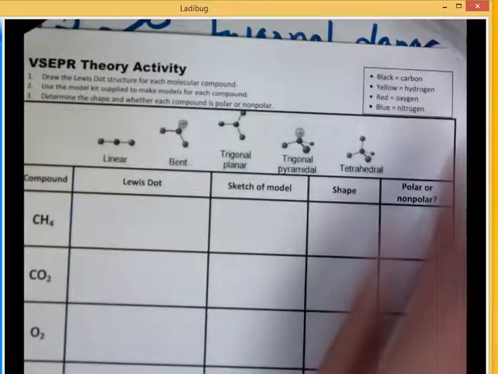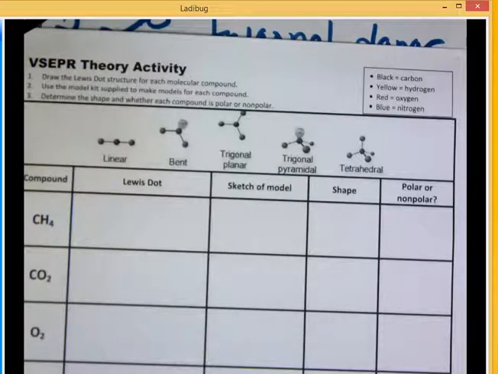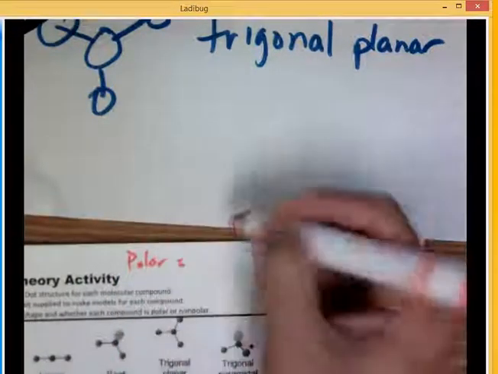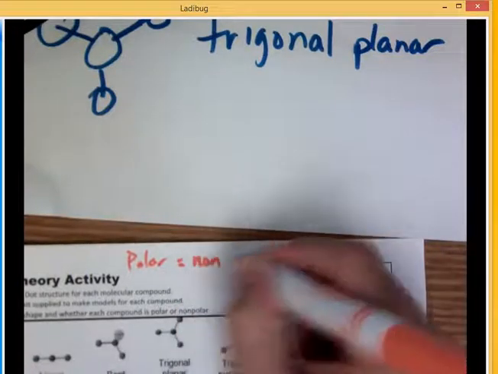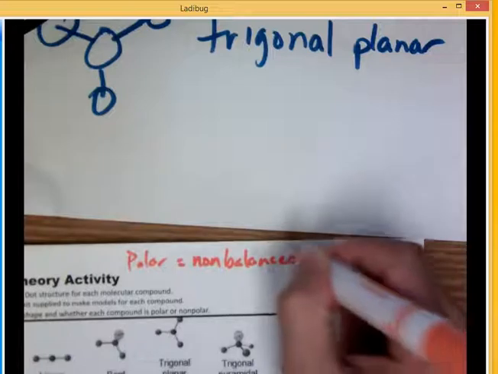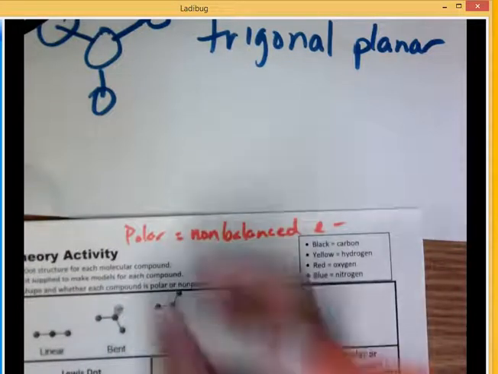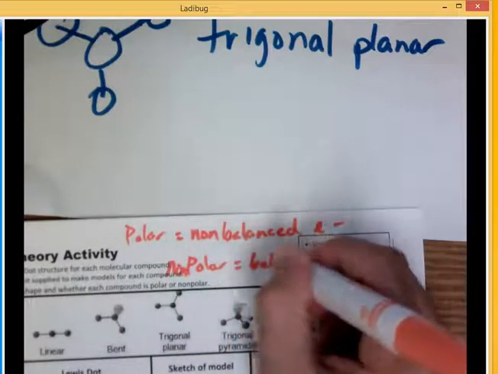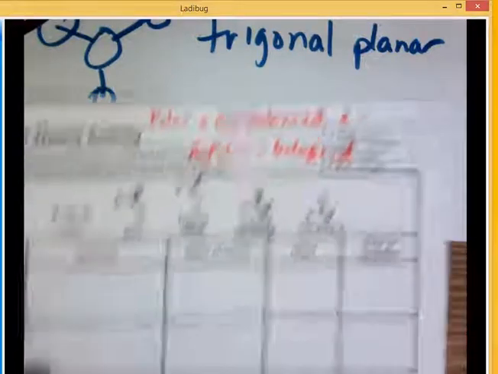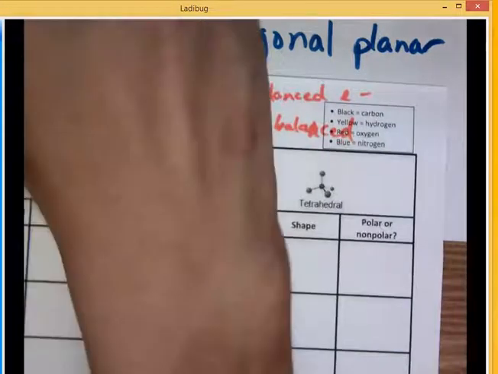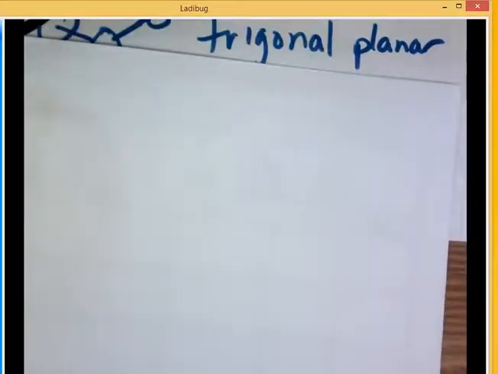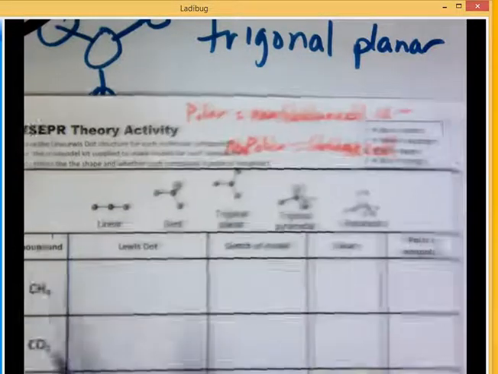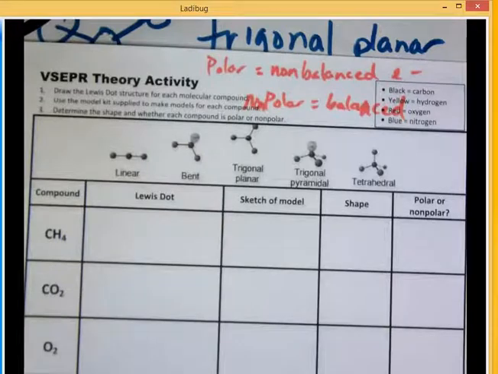I did go over polar, non-polar in the video of the covalent bonding basics. Just a quick review here. Polar means it is not balanced, a non-balanced distribution of electrons. Non-polar means balanced, equal distribution of electrons. As far as polarity, I'll talk to you about that in the note slides, so there will be a note slides video as well. It shouldn't take long, about 10 minutes.